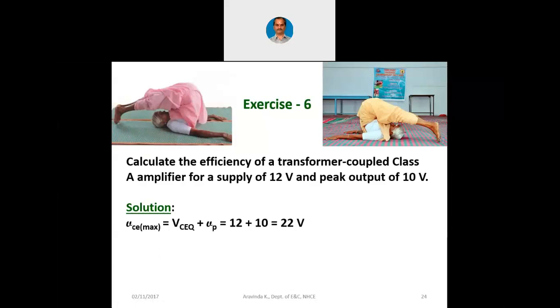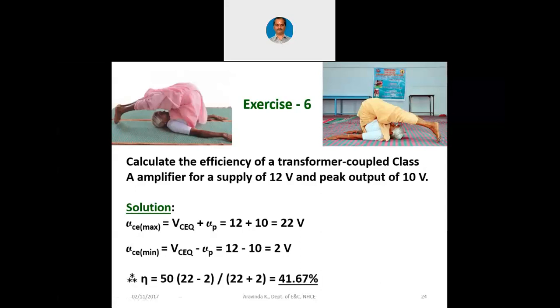Now VCE max is VCEQ plus VP. VP is given 10 volts. Peak voltage plus VCEQ is 22 volts. That is VCE max. Similarly, VCE min is VCEQ minus VP. Quiescent voltage is VCC itself in the case of transformer coupled amplifier. As I have shown you, DC is passed by the inductor. So VCEQ minus VP is 12 minus 10 is 2 volts. Now we have VCE max and VCE min. We can substitute that in the formula to get the efficiency.